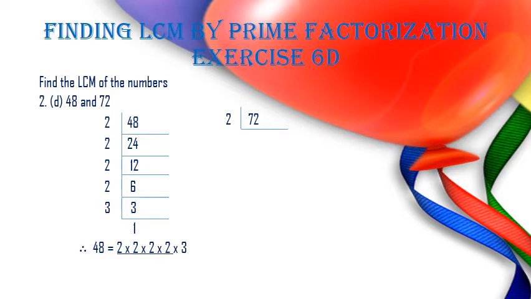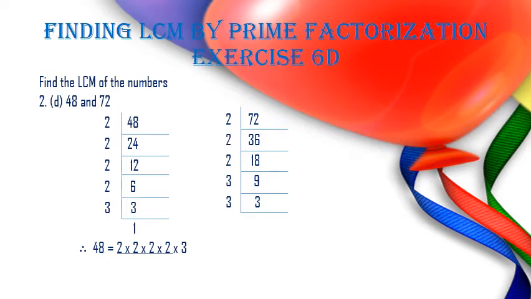When we divide 72 by 2, we get 36 as the quotient. Now again we can divide 36 by 2 and we get 18 as the quotient. Now we will divide 18 by 2, we get 9 as the quotient. Now children, we cannot divide 9 by 2, so we will divide it by 3 and we get 3 as the quotient. Again we will divide 3 by 3 and we get 1 as the quotient.